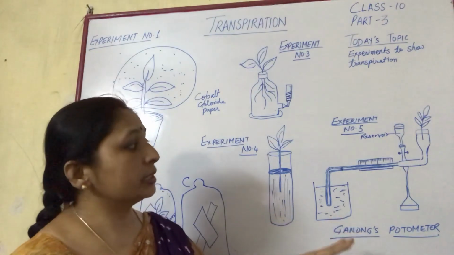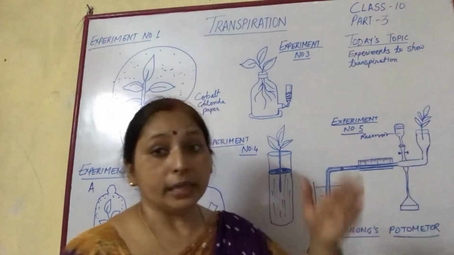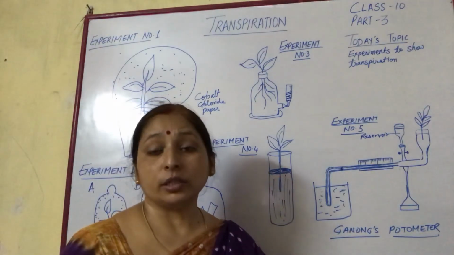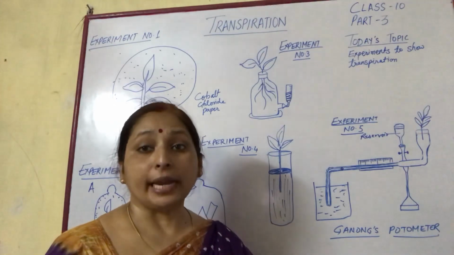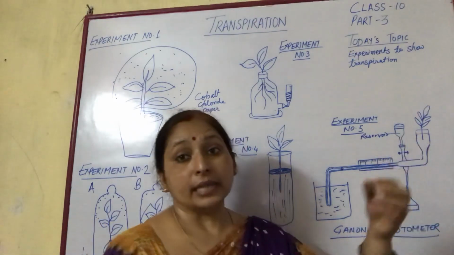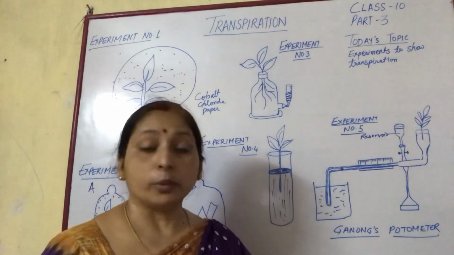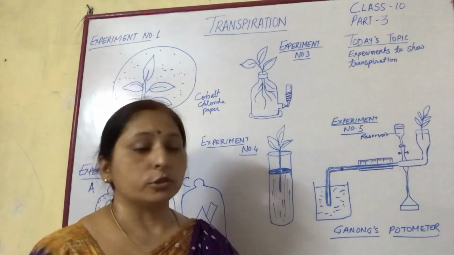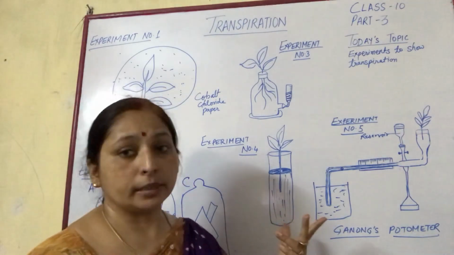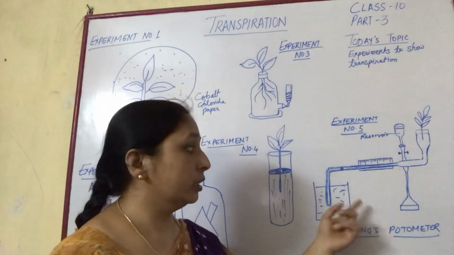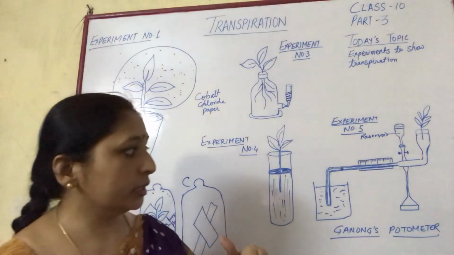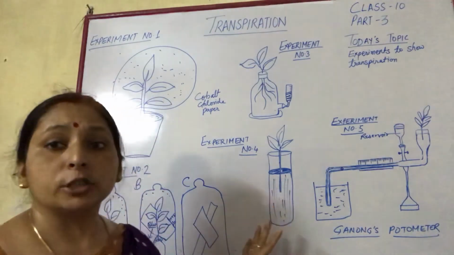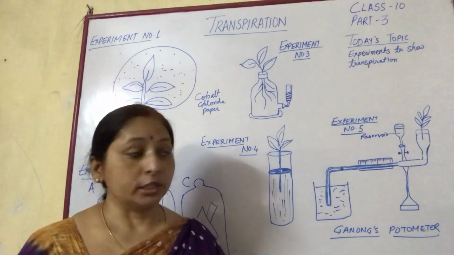In the experimental setup, the twig is cut obliquely to increase the surface area. The twig is always cut underwater to avoid entry of air bubbles into the twig, as they may obstruct the process of absorption by the twig. So these are two precautions to be checked before starting the experiment: oblique cutting of the twig, and underwater cutting. So these are all experiments to show the rate of transpiration.